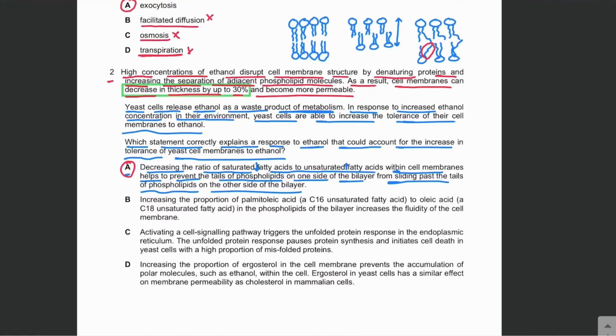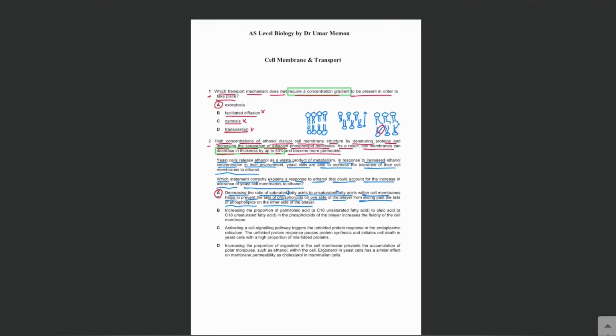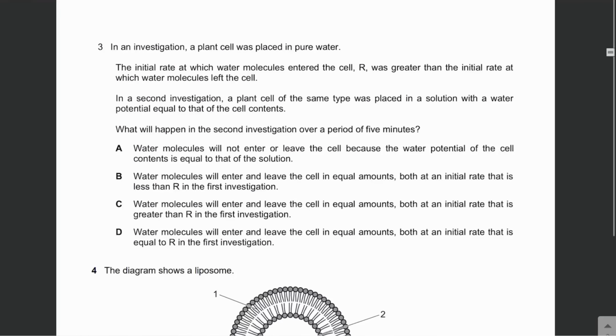And they are less likely to slide over each other. So the tails of the phospholipids in one layer will not slide across or past the tails of the phospholipids in another layer, and this will prevent the decrease in the thickness of the phospholipid bilayer, and also this will not increase the permeability, right? So the answer is A, right? Let's move on to MCQ number 3.